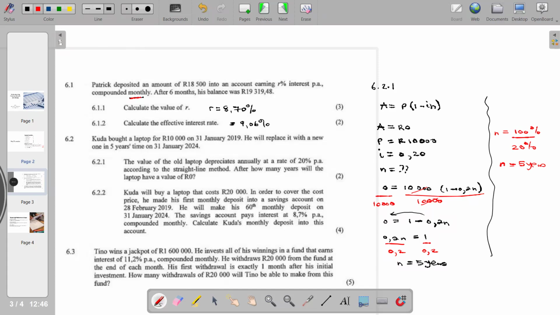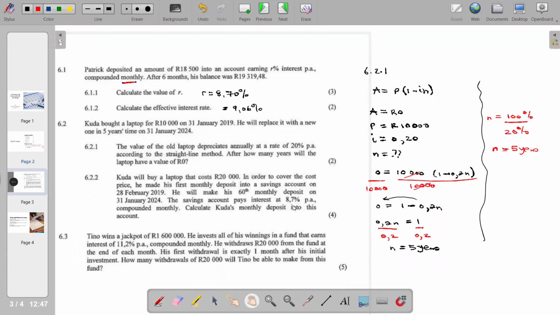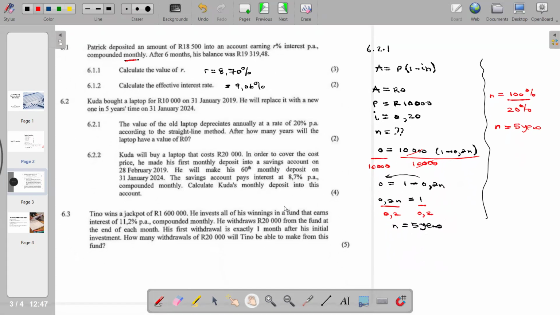At the end, let's not forget to answer the question. The question is asking how many years will the laptop have a value of 0. So it means we answer: the laptop will have a value of 0 rand after 5 years.